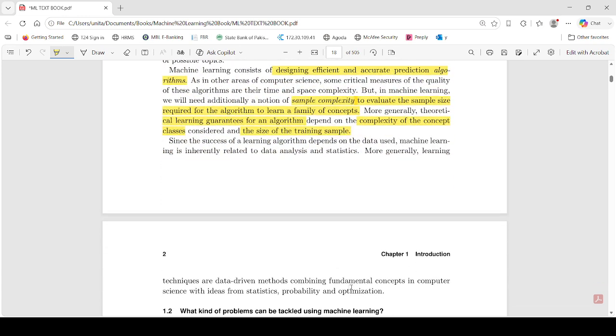Since the success of a learning algorithm depends on the data used, machine learning is inherently related to data analysis and statistics. More generally, learning techniques are data-driven methods combining fundamental concepts in computer science with ideas from statistics, probability, and optimization. Thank you.